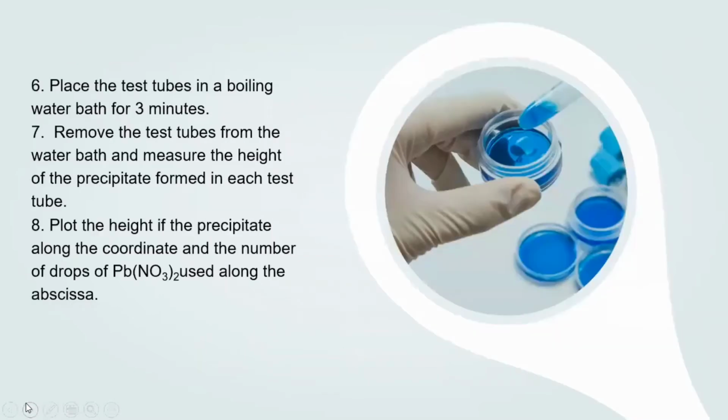Procedure number 6, place the test tubes in a boiling water bath for 3 minutes. Procedure number 7, remove the test tubes from the water bath and measure the height of the precipitate formed in each test tube. Procedure number 8, plot the height of the precipitate along the ordinate and the number of drops of lead nitrate used along the abscissa.